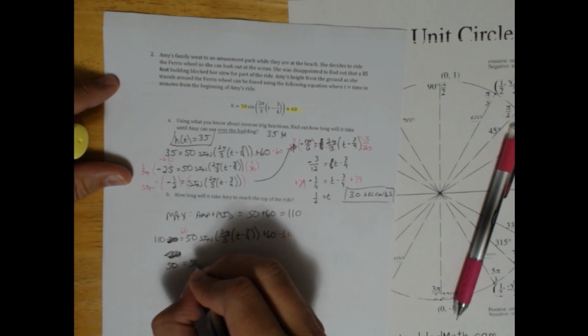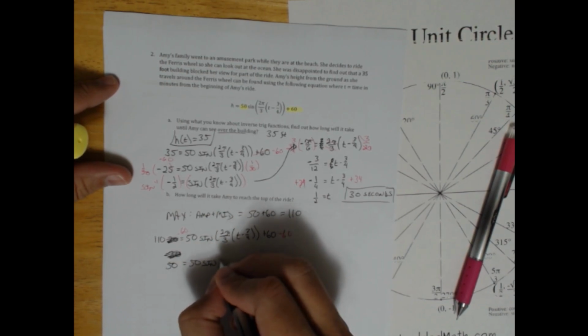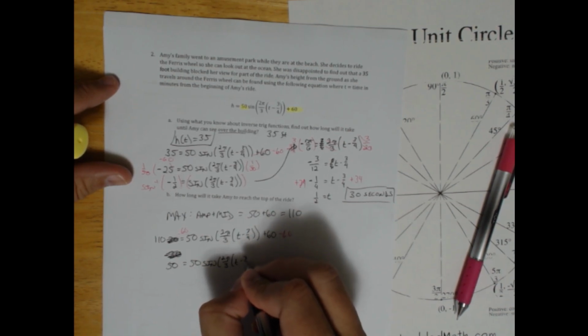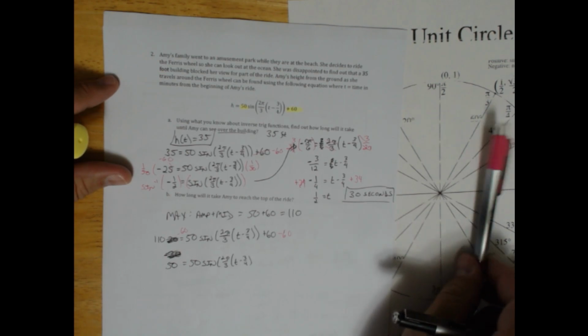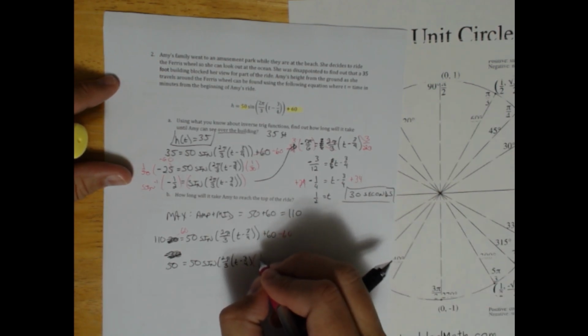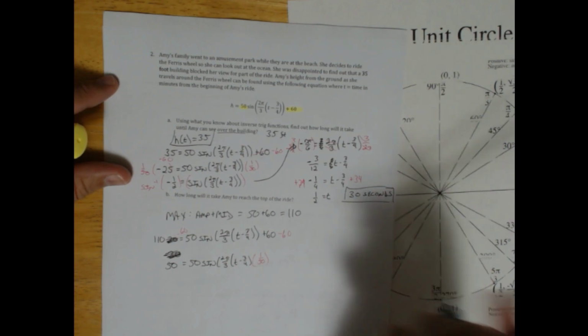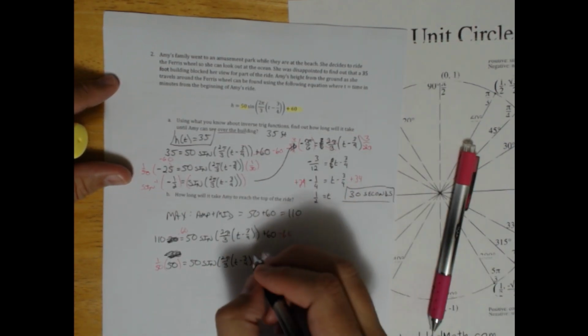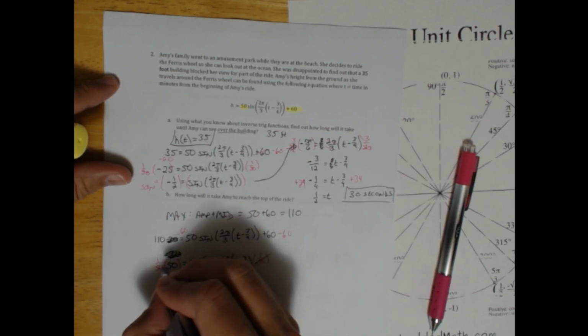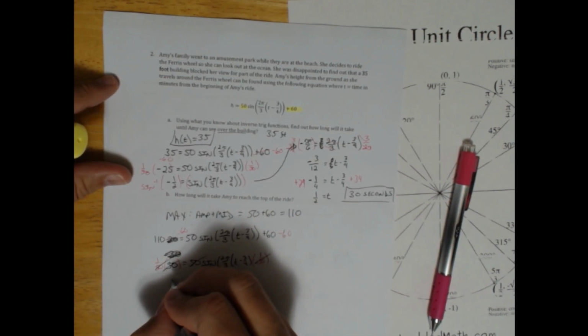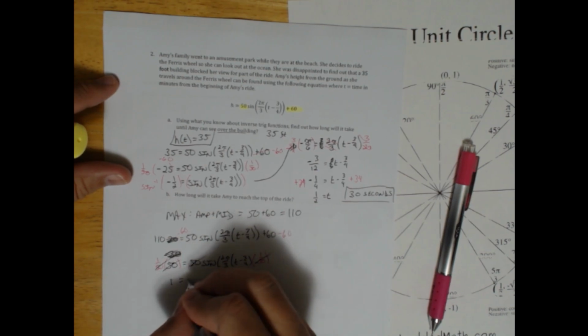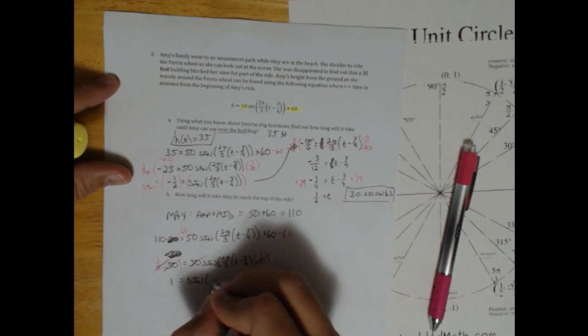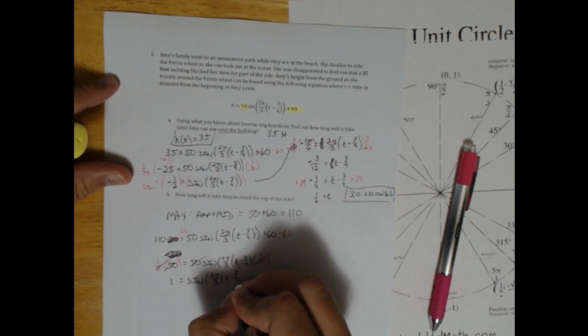50 equals 50 sine of 2 pi over 3 t minus 3/4. Multiply by 1/50th or divide by 50. There's no fractions there; you can divide by 50. It's fine. Cancel out those coefficients. 1/50th of 50 is 1. So 1 equals sine of 2 pi over 3 t minus 3/4.